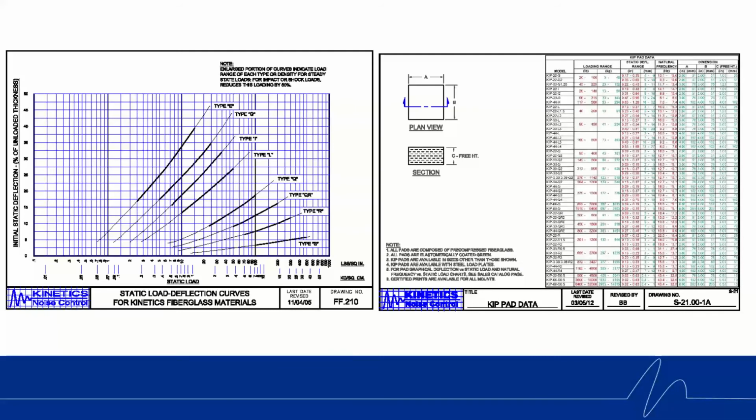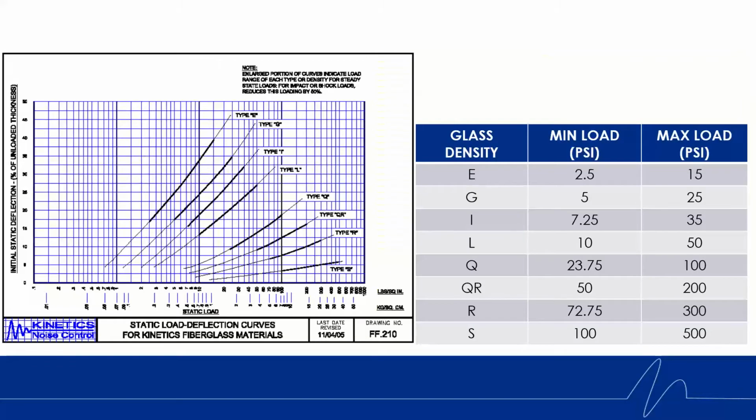Now we are going to look at sheet FF.210 and how the information here relates to the information on the previous document. I've copied the min and max of the charts to refresh everyone's memory. We are going to continue to focus on the L glass density, where we can see we have a minimum load PSI of 10, represented by the red line on the chart, as well as a maximum of 50 PSI, represented by the green line on the chart.